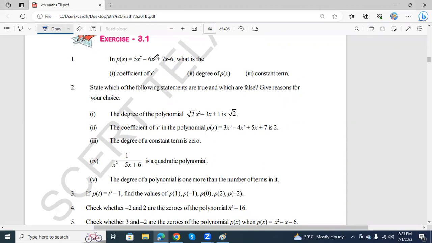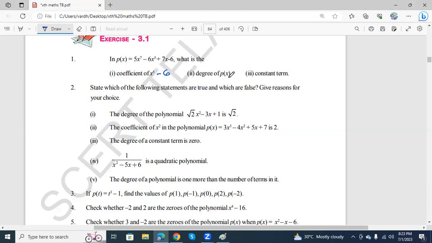So, coefficient of x power 5, the number which is present in front of the x power 5 will become the coefficient of x power 5. So in front of the x power 5, we have a minus 6. Including with the sign, we need to write. So it is a minus 6 is the answer.